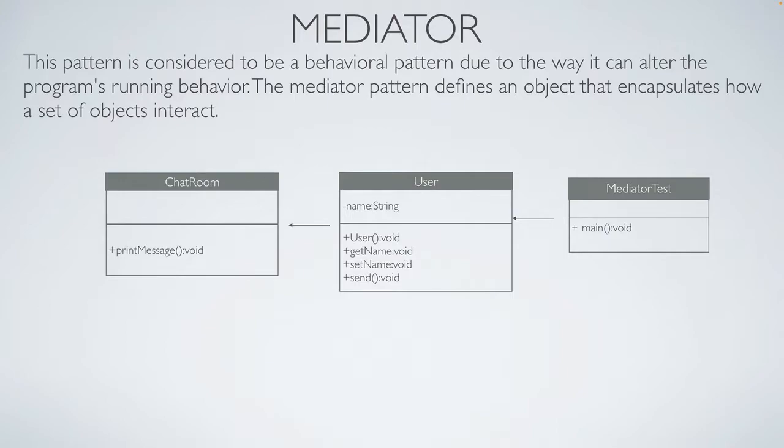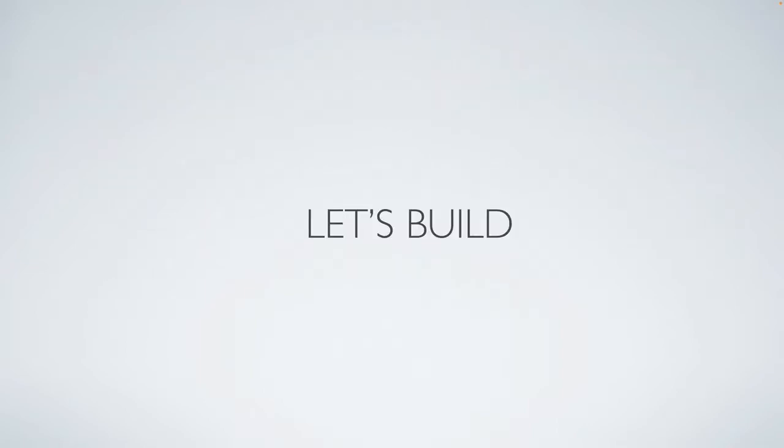This will reduce the dependencies between communicating objects. Let's take an example of a chat room, where we will have multiple users that can send messages to the chat room, and the chat room's responsibility is to show that message to all the users. Let's create two classes. One would be chat room and the other one would be user. User objects will use the chat room method to share their messages. Let's build this example and see how it works.